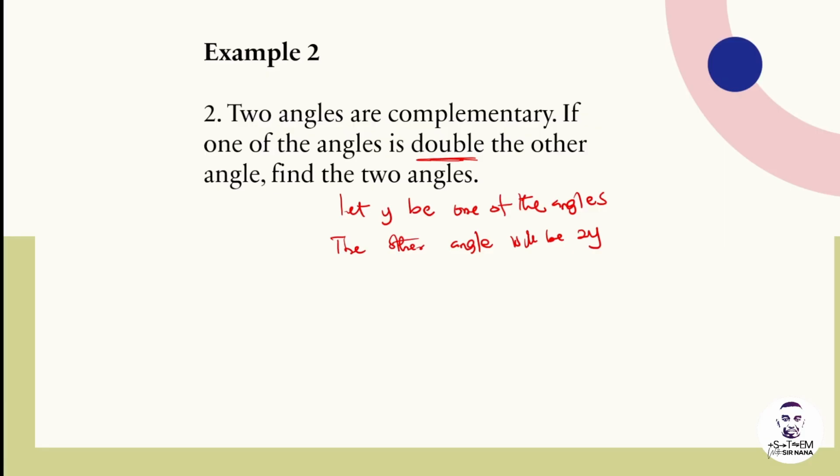Now we want to find the two angles. We know that complementary angles sum up to 180 degrees. So we have y plus 2y equal to 180 degrees. So that gives us 3y equal to 180 degrees.